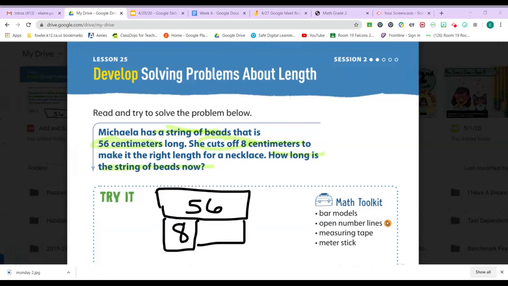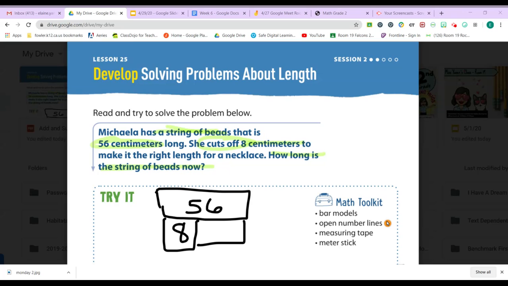All right, it says read and try to solve the problem below. Micaela has a string of beads that is 56 centimeters long. She cuts off 8 centimeters to make it the right length for the necklace. How long is the string of beads now? Well, I know that good readers reread, even in math. So I'm going to reread. Okay, I got the gist of what this problem is about, but I'm going to go back and find key details. I'm going to find important information in this problem.